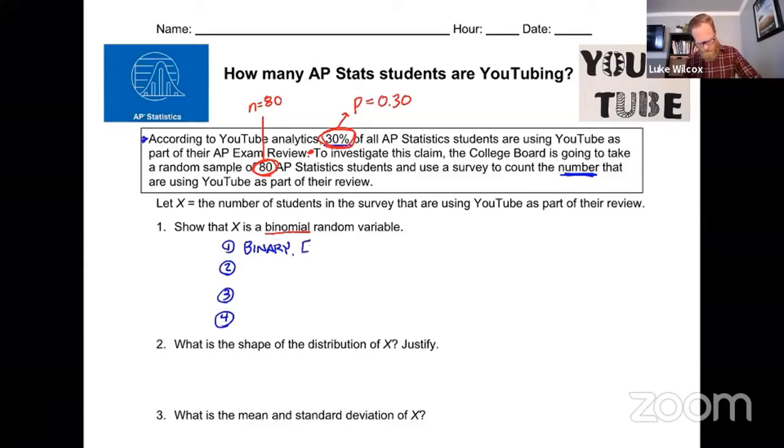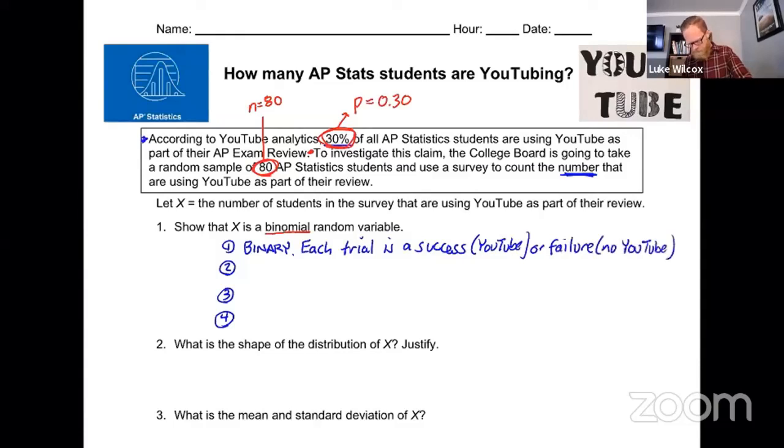So we're going to say here that each trial is a success, and we're going to make it clear that a success here means that the student is using YouTube, or a failure, no YouTube. So we would say that that condition is satisfied. The second condition is what's known as the independent condition. Now, what we want to know here is that the result from one student is independent from the result of the next student.